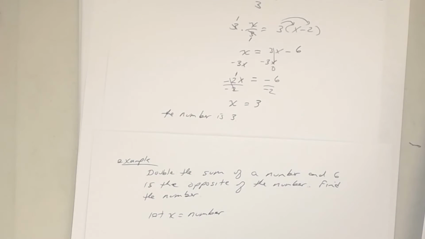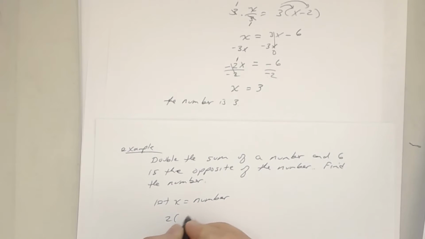So with your unknown, then you set up the equation. Let's do the first part. What are you doubling? The sum of what? A number and 6. How do you represent the sum of a number and 6? x plus 6. So what do you do with that x plus 6? You're doubling it, which means you put it in parentheses and multiply by 2. So the equation will be 2 times x plus 6. That's what the first part represents: double the sum of a number and 6.